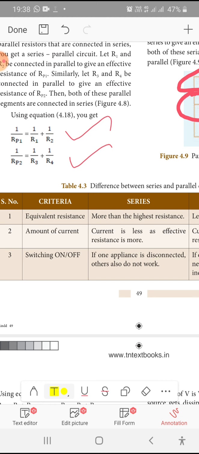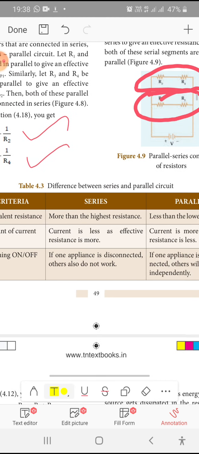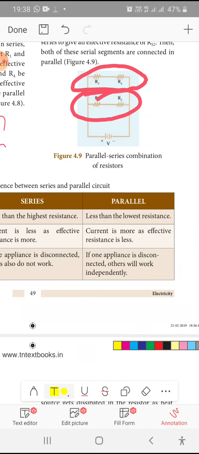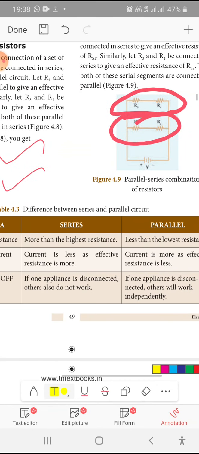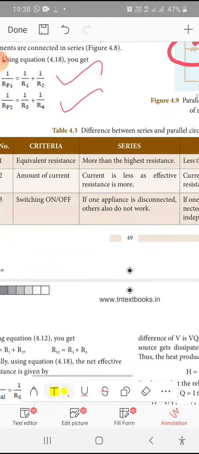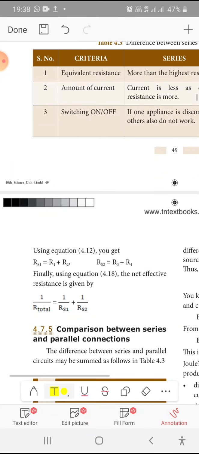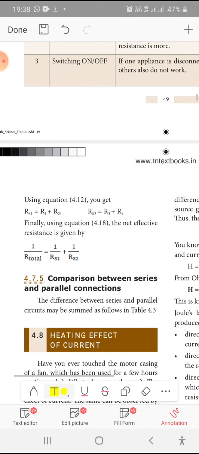Switching on and off: in series, if any appliance is disconnected, the others also don't work. In parallel, if any one appliance is disconnected, the others will work independently. This is the specialty of a parallel connection. Up to this, today's portion is over.